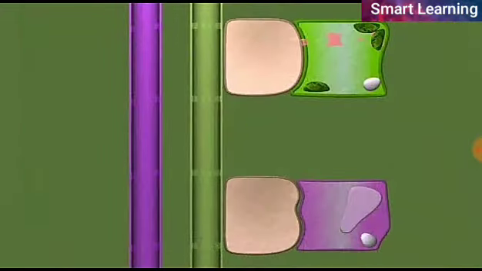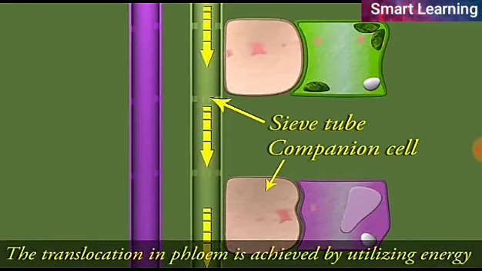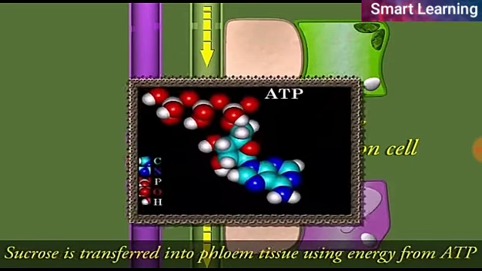The translocation of food and other substances takes place in the sieve tubes with the help of adjacent companion cells, both in upward and downward directions. The translocation in phloem is achieved by utilizing energy. Material like sucrose is transferred into phloem tissue using energy from ATP.